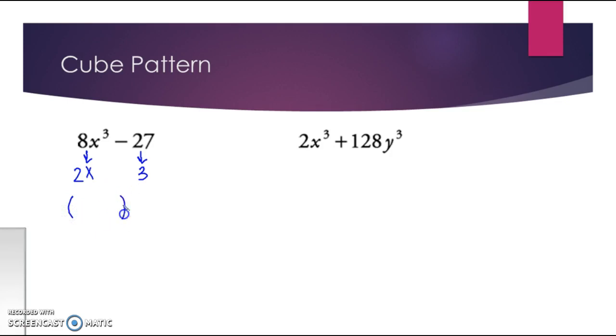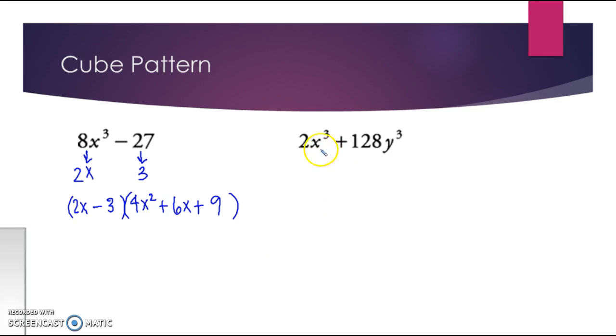So I'm going to have two parentheses, a short one and a long one. I've got a 2x and a 3. Then I square the first one, so 2x squared is 4x squared. Multiply them together. 2x times 3 is 6x. And then square the second one. 3 squared is 9. Then I'm going to use my signs. So I've got same, so subtraction, opposite, addition, always positive, addition. And that's it for the cube pattern.